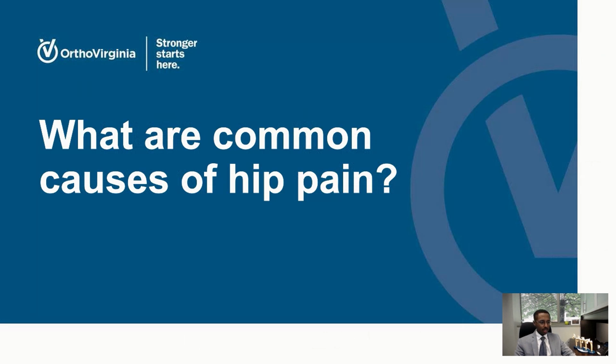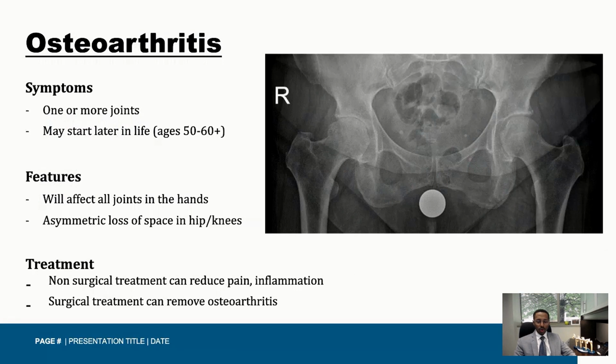And what are the common causes of the hip pain? So one we touched on earlier, osteoarthritis, is a process that starts with one or more joints, typically starts later in life, sometimes 50 years old and older. Sometimes it can start younger as well, but it'll affect all the joints in the hands, may affect one or both sides of a hip joint or a knee joint. Treatment can involve non-surgical treatment to reduce the pain and inflammation. And you can ultimately then get surgical treatment to remove the osteoarthritis.